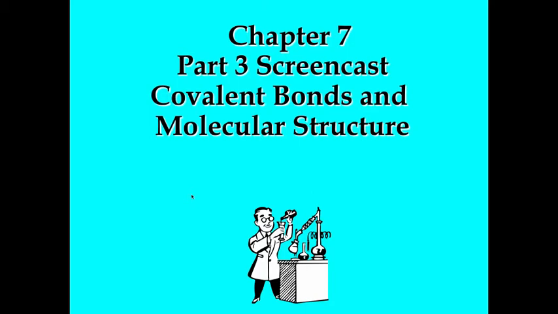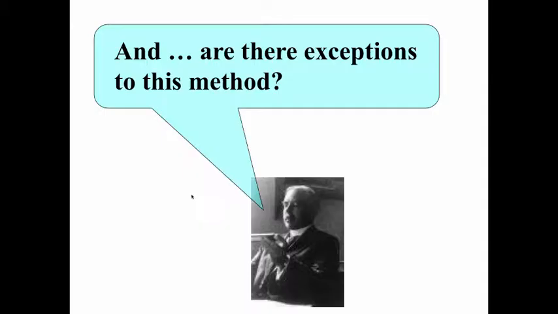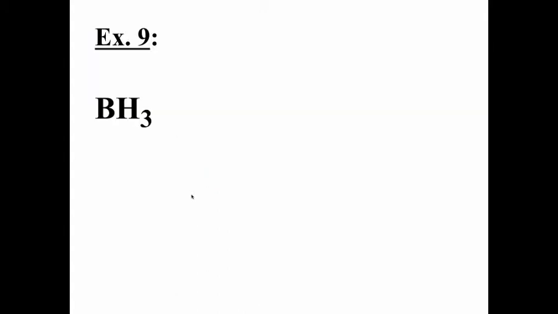Welcome to the third screencast for Chapter 7, continuing our study of covalent bonds and molecular structure. We've already seen several examples of Lewis dot structures for molecules and for ions, and one question is, are there exceptions to this method? If we look at the molecule BH3 and do its Lewis dot structure, we put boron in the middle, 3 hydrogens surrounding it.